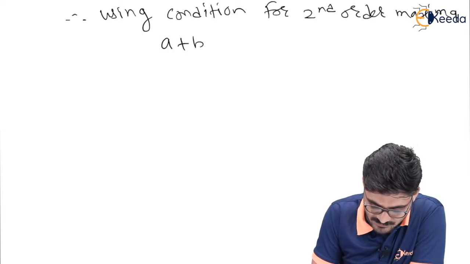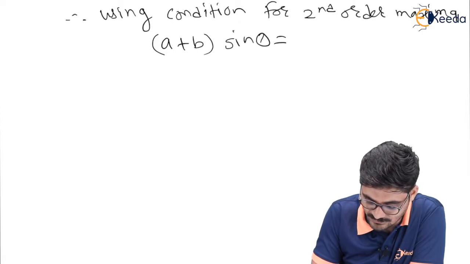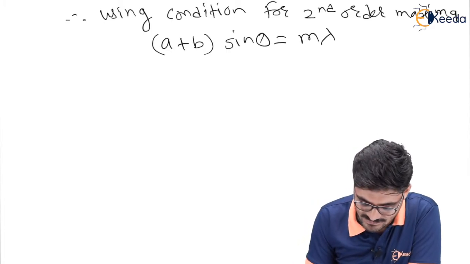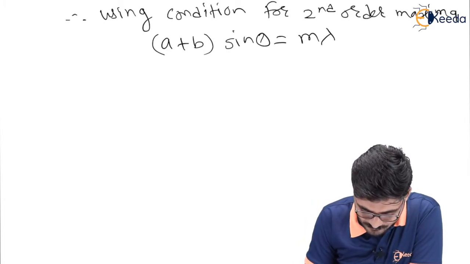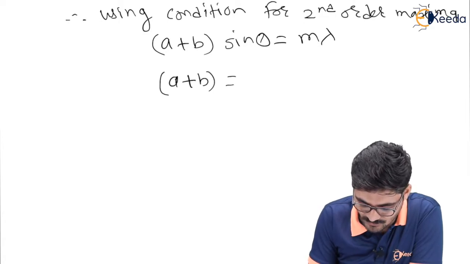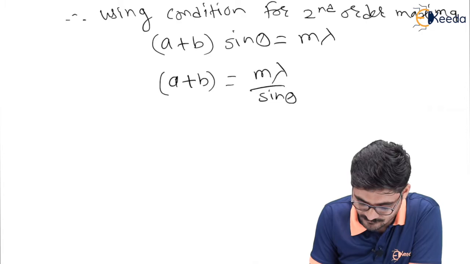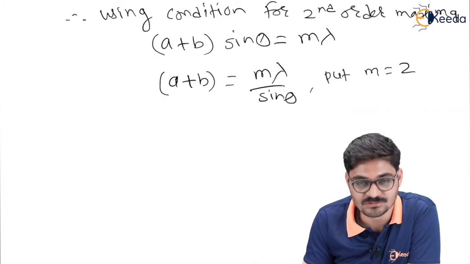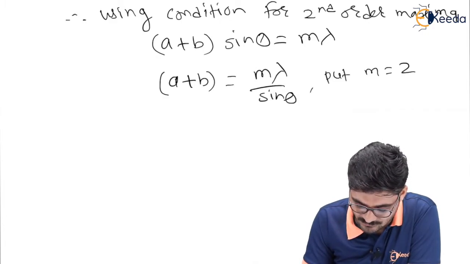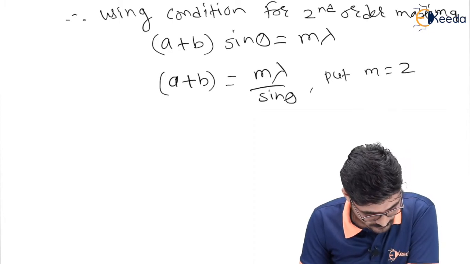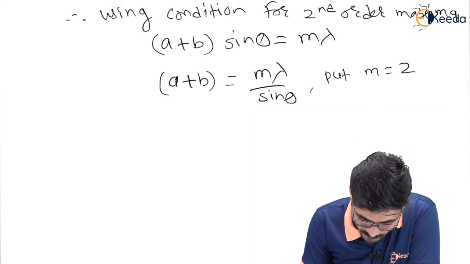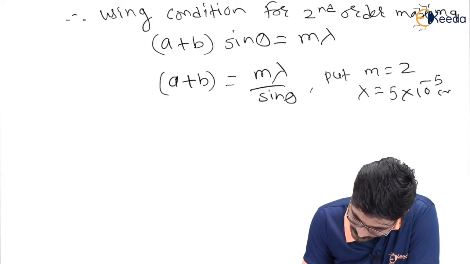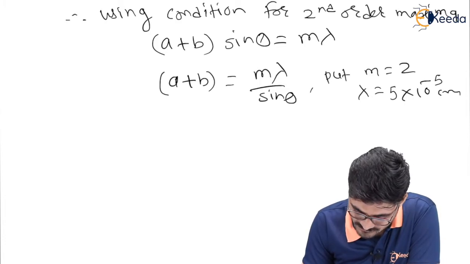So a plus b into sine of theta is m lambda, and here what you have to find is a plus b, that would be m lambda upon sine theta. What you have to do? Put m equals to 2, second order is given, lambda is given 5000 angstrom, or put that value 5 into 10 raised to minus 5 centimeter, and sine theta you have to put is 30 degree.